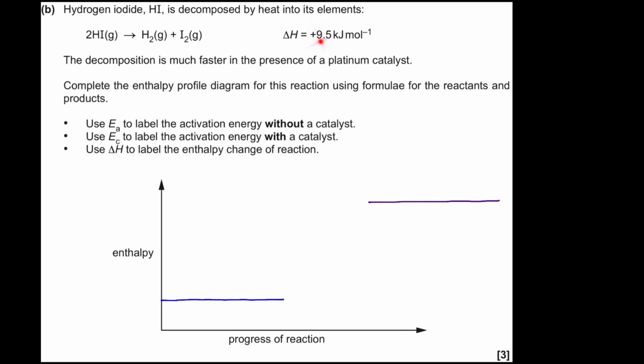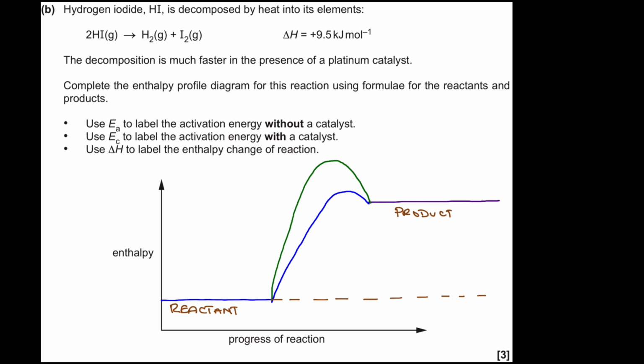Well, because the delta H here is positive. If it's positive, the product is above the reactant, and this is called endothermic. If it's negative, it will be below the reactant, and it will be exothermic. What I need to do is draw the energy profile from the reactant to the product and draw another energy profile, this time with catalyst. This is the reactant. We measure everything from the reactant, and this is the product. We know it's going to be endothermic.